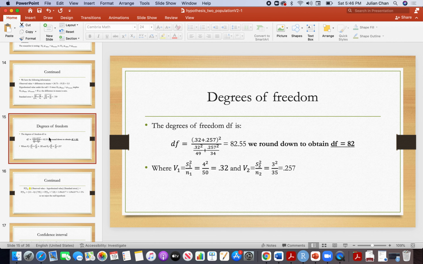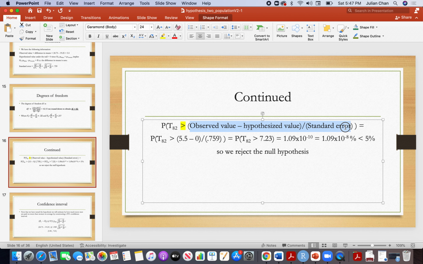Next, we have to calculate the degrees of freedom. We plug in V1 and V2, which are calculated down here, and then we plug them into this formula, and we get 82. Remember, we have to round down to the nearest whole integer. Now we're going to calculate the probability that the t statistic with 82 degrees of freedom is bigger than the observed value minus the hypothesized value divided by the standard error. We get 7.23, which gives us a very, very small value, 1 times 10 to the minus 10th, and that's certainly less than 5%.